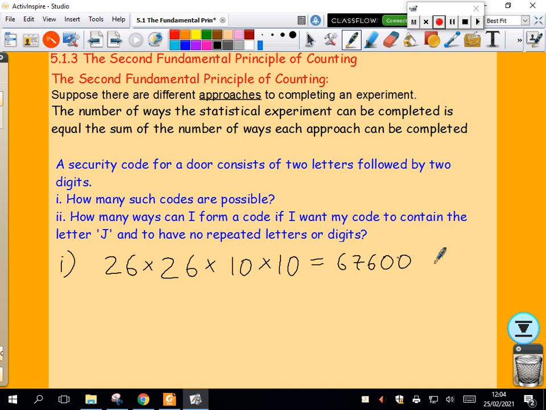How many such codes? My units here would be codes. How many codes are possible? Well done. 67,600 codes are possible, with 2 letters followed by 2 digits.